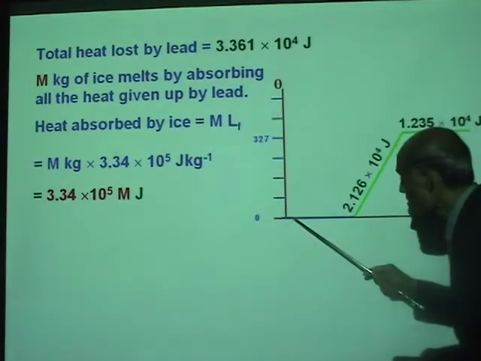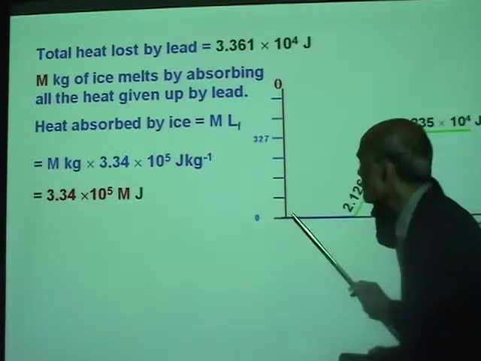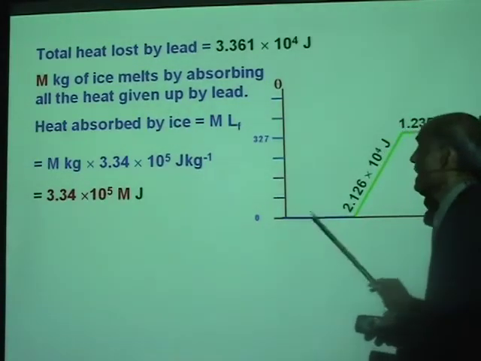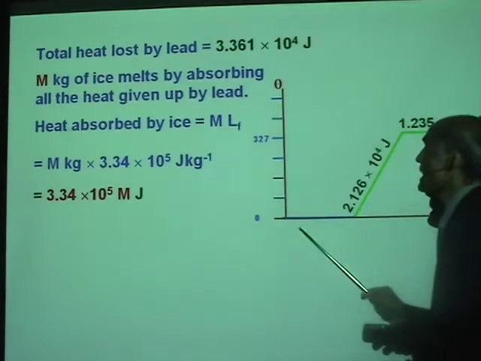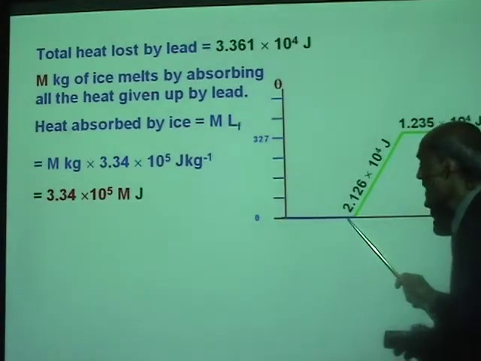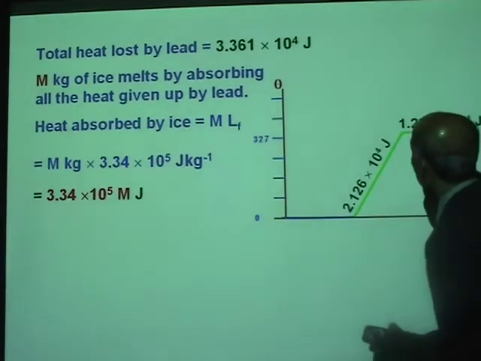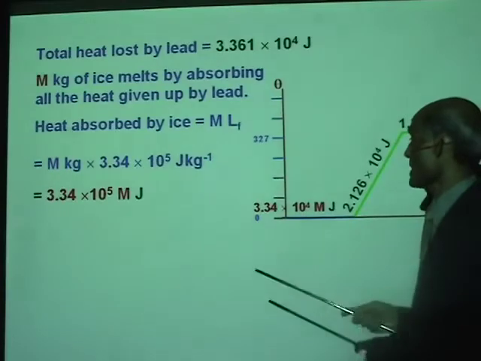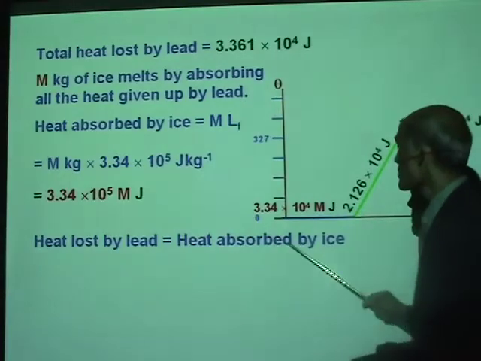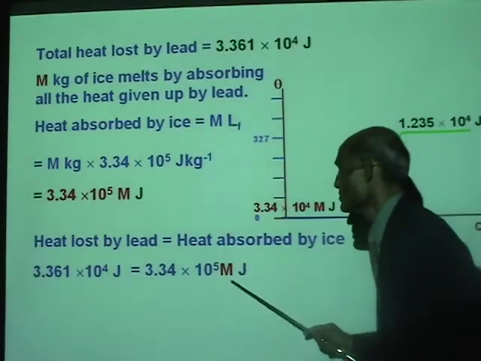Alright? And I represented that by the blue line. Here, we got all that m kilogram is ice. And over here, all that m kilogram is water. So all that m kilogram of ice has now been converted to water. Heat is absorbed by ice, and all that heat absorbed actually comes from lead. Alright? So, heat lost by lead, that quantity, equals heat absorbed by ice, that quantity. There you are. Now, you can solve for m.